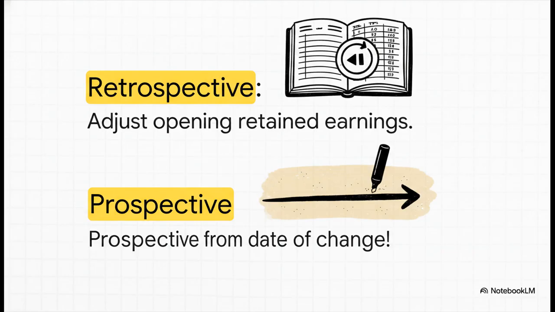Retrospective application means you have to go back and adjust opening retained earnings and restate the comparative figures from the prior year. You are essentially rewriting history as if the new policy or the correct figure was just always there.